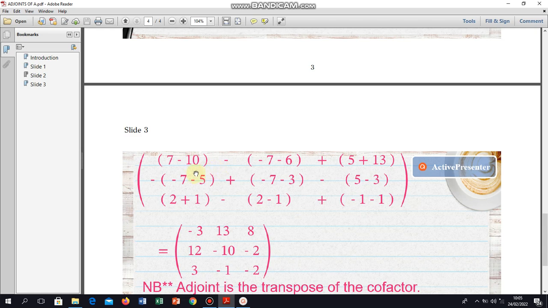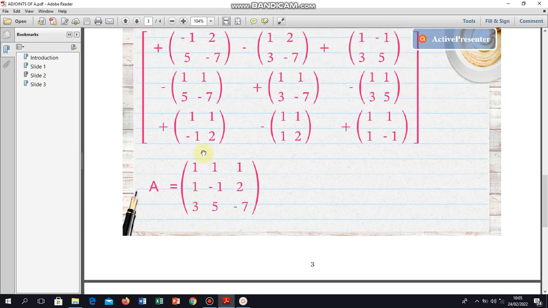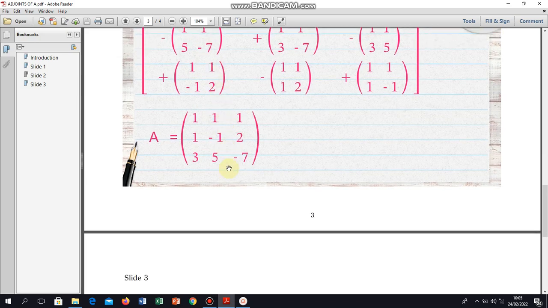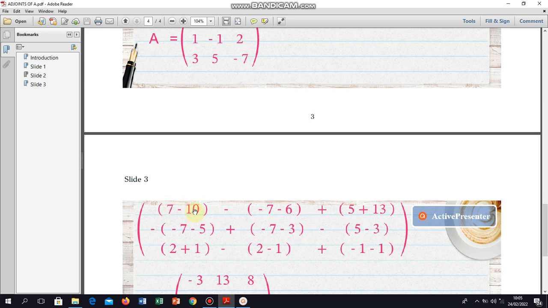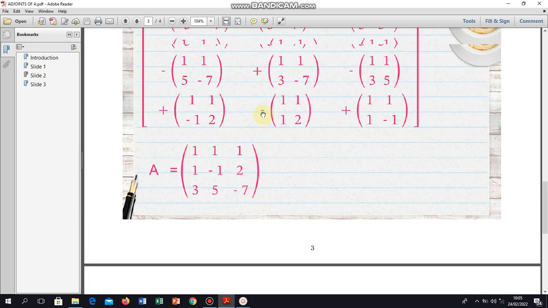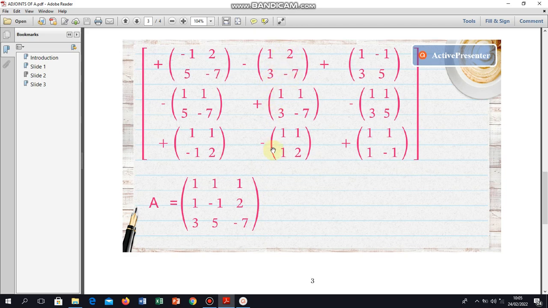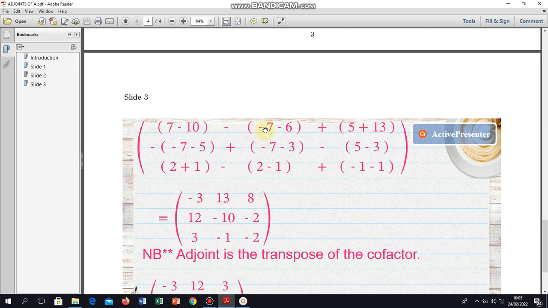So of course, at this particular point, as you can see, we had negative 1 times negative 7, that is minus 10. Here it is exactly, 7 minus 10. We also had 1 times negative 7, negative 7. We had that with this one, here it is. So that is it, and it goes that way.